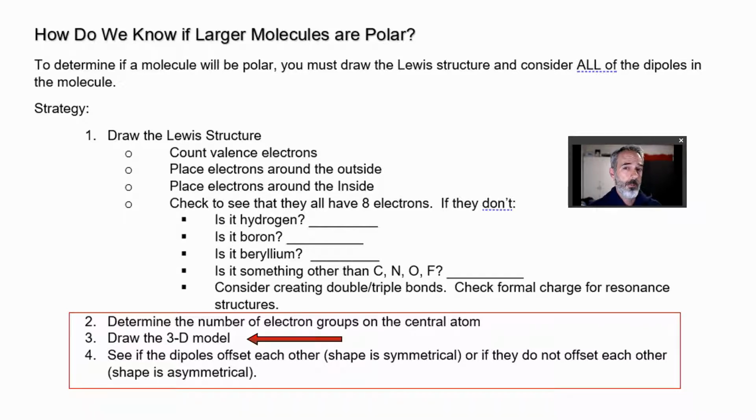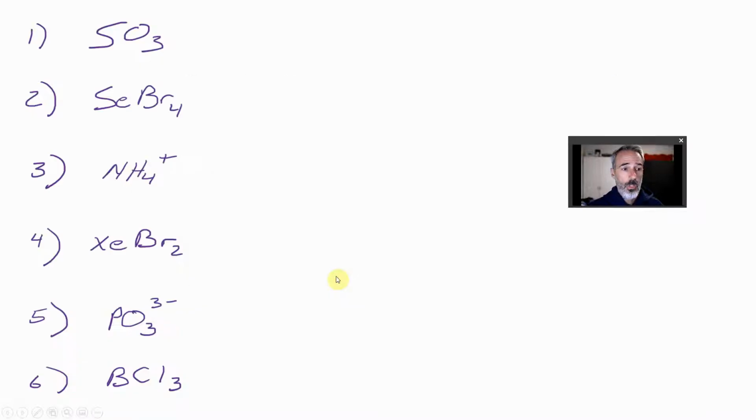We're going to draw a 3D model based on one of 5 shapes. There are only 5 shapes that covalent compounds can take. And then we're going to draw in those bond dipoles, if there are polar bonds, and see if those bond dipoles cancel. We're going to use the original compounds we had in our Lewis structure drawing to help us out here, because they also exemplify a variety of shapes and a variety of problems that come up as you try to decide if the molecule is polar.